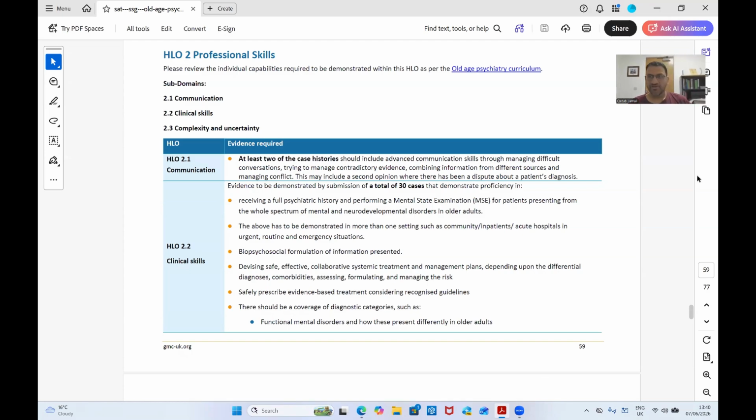Hello, friends. So let's talk about HLO-2 case histories. As you can see, this page is from the specialty specific guidelines. We will follow this because this is the most important document for your portfolio pathway.